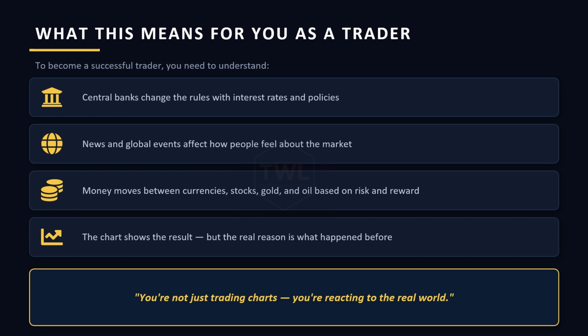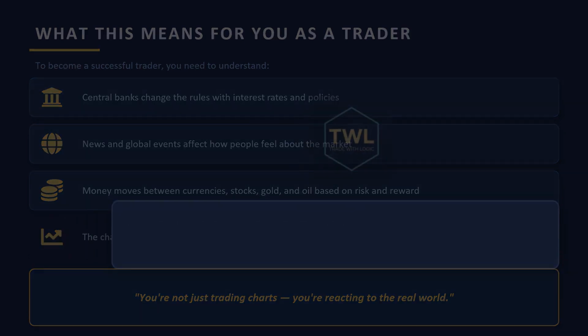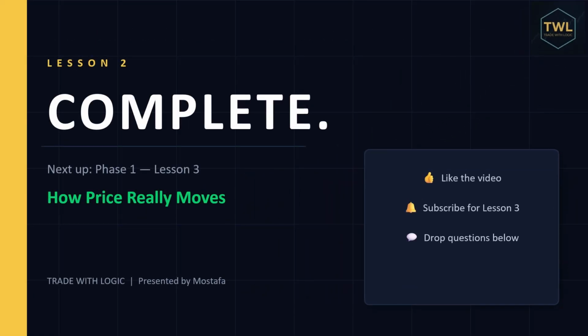Here's what I want you to take away. You're not just trading lines on a chart. You're reacting to the real world. Economics, politics, human emotion, all compressed into a single moving price. Once you start seeing the market this way, trading starts to feel a lot less random. And that's lesson 2 complete. You now understand how the global financial system actually works, how trade, companies, inflation, central banks, and global events all connect to move the markets you trade every single day.